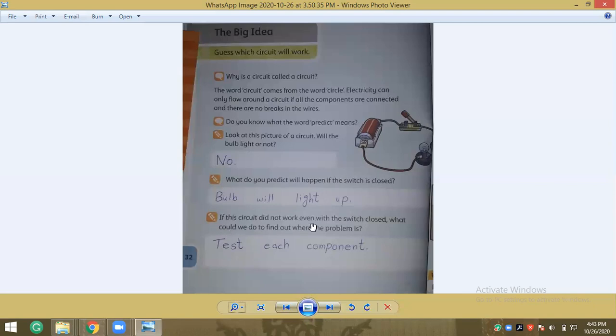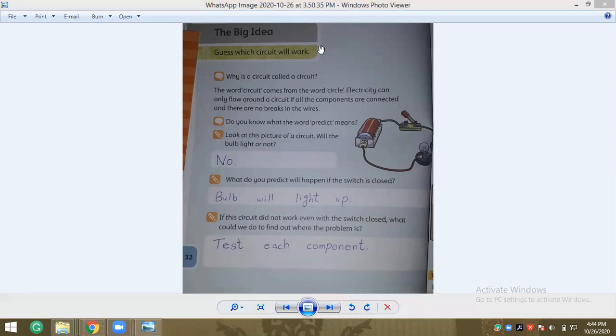If the circuit did not work even with the switch closed, what could you do? What could we do to find out where the problem is? We will test each component, like maybe the battery is not good, maybe these metals are not good, maybe the wire is broken. We will check each component, right?